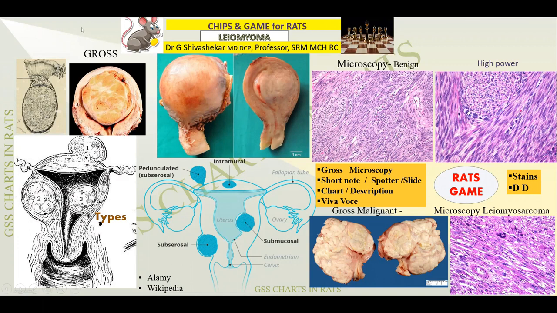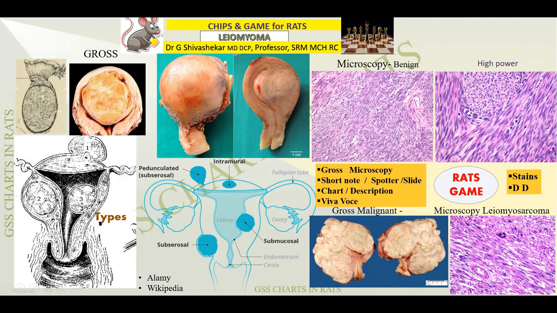Now, what is the importance of this particular chart? It can be kept as a gross specimen. Microscopy, it can be a slide for you people. Either of these is important as a short note or a short question. The entire chart can be composed and kept as a spotter, slide, or a chart for description. By viva, of course, the jar will be in front of you and the examiner can ask you a series of questions. If you answer well, they can ask you what are the other tumors that are similar to this.